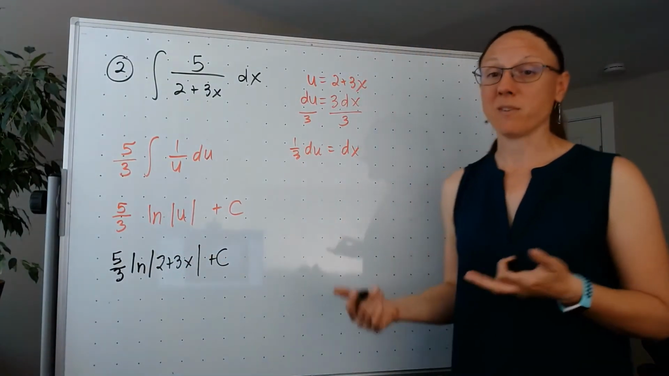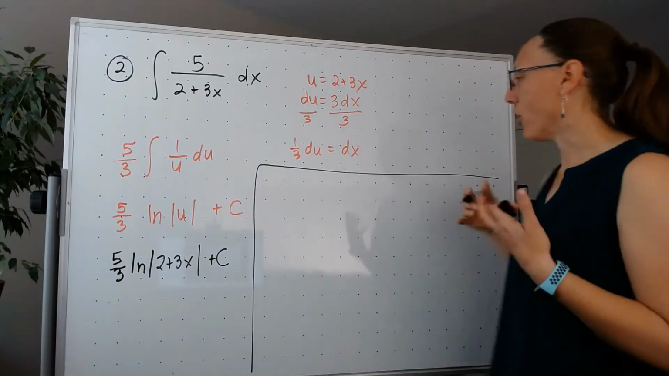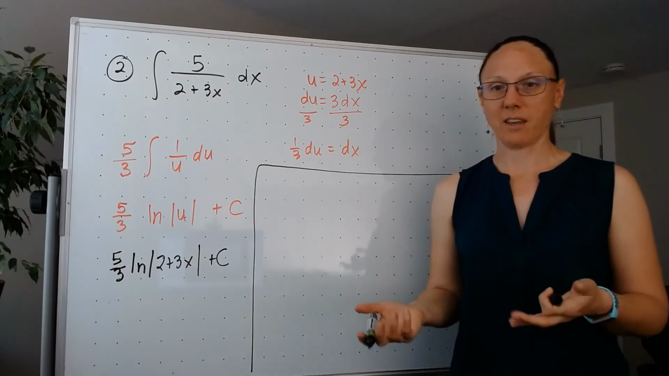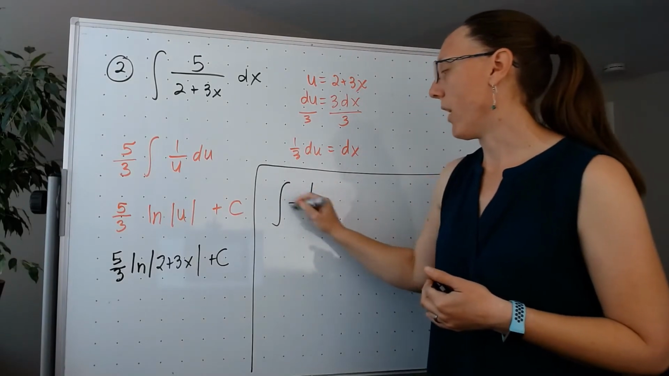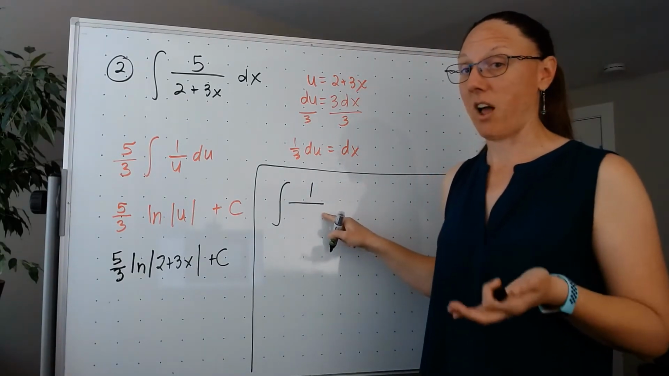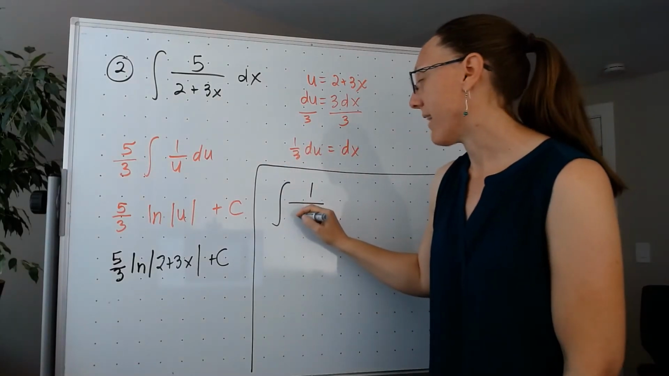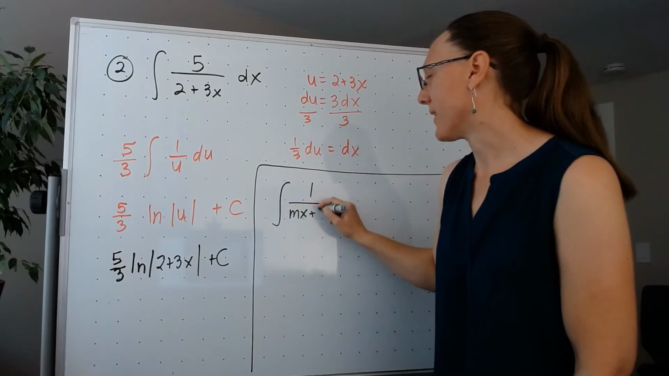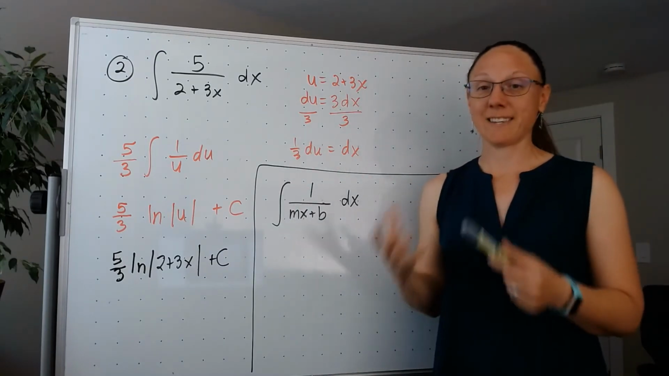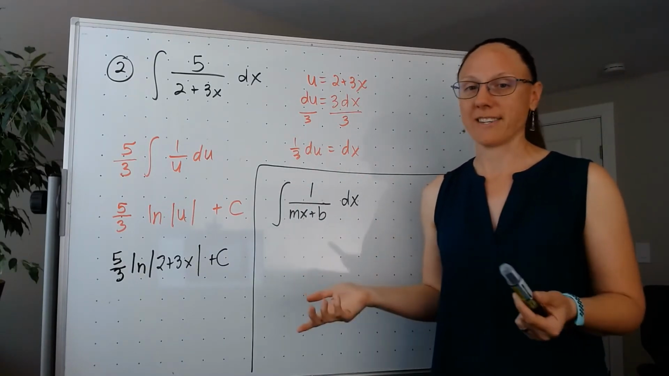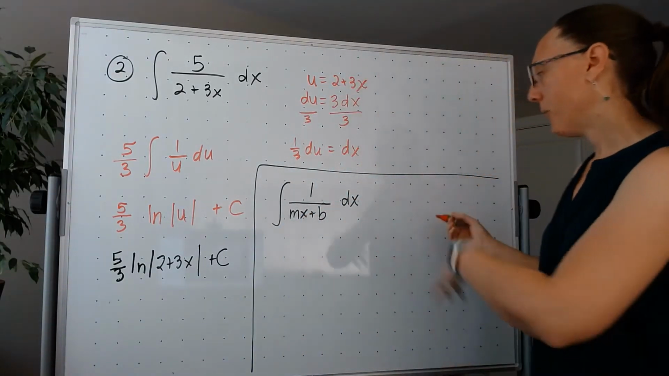It turns out that problems that look like this come up so often that it's worth noting what the general form looks like. So anytime that I'm looking at the integral of 1 over essentially the equation of a line, right? 2 plus 3x, that's the equation of a line. I could even write that as mx plus b. Anytime I'm looking at something like this, where the m and the b are constants, this same sort of u substitution happens. We'll come off to the side.